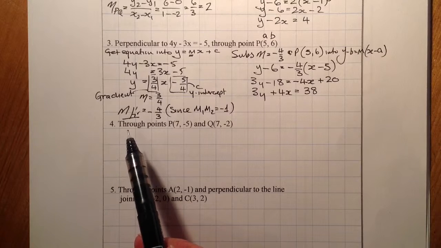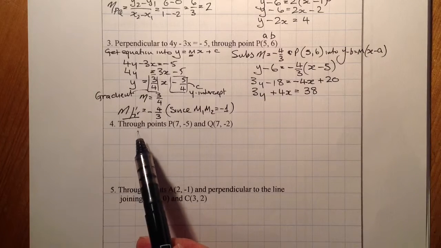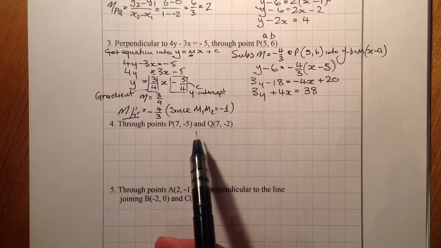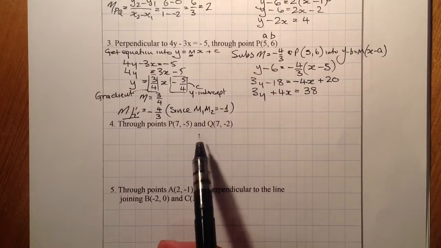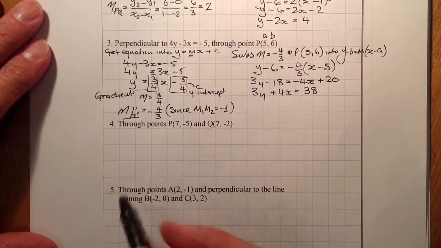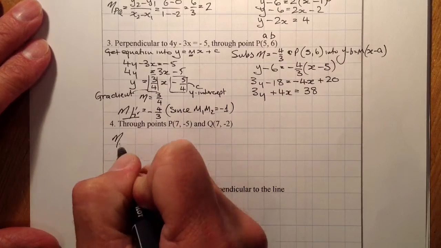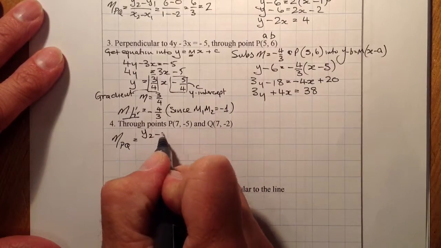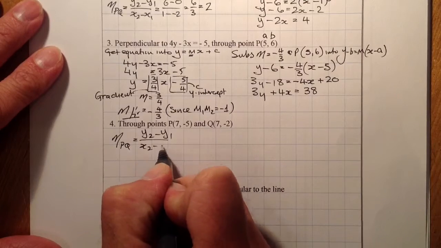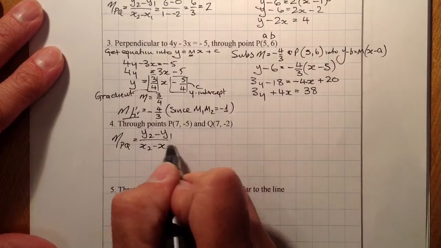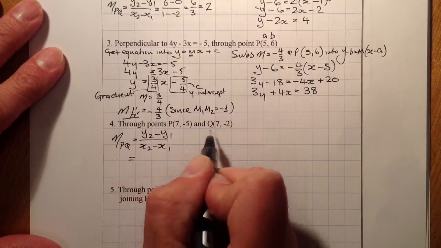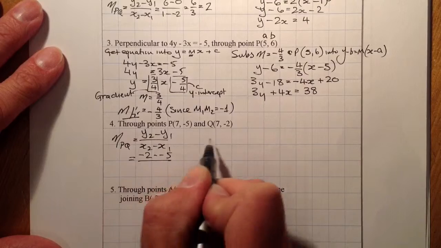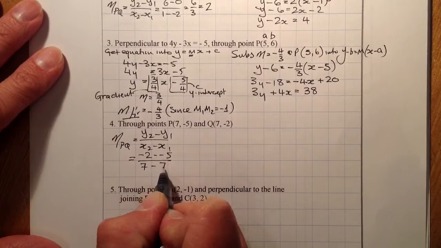So what I'm trying to find here is the equation of the straight line through the points P and Q. So that's quite similar to what we did earlier, but there's a wee twist in this one here. Let's work out our gradient for this one here. So the gradient of PQ is going to be equal to y2 minus y1 all over x2 minus x1. Okay. When I work this one through here, what I've got is minus 2, take away minus 5, all over 7, take away 7.